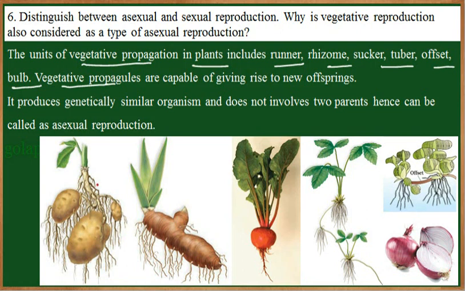So here we can see the tuber, rhizome, bulbs, offset, and stolon. From these structures a new individual can develop, and they are somatic parts, not reproductive structures. In plants, flowers are the reproductive structure. The somatic part from which a new individual develops is called a vegetative propagule. The offsprings obtained from these structures are genetically similar, and as a single parent is involved, this kind of reproduction is also considered to be asexual reproduction.